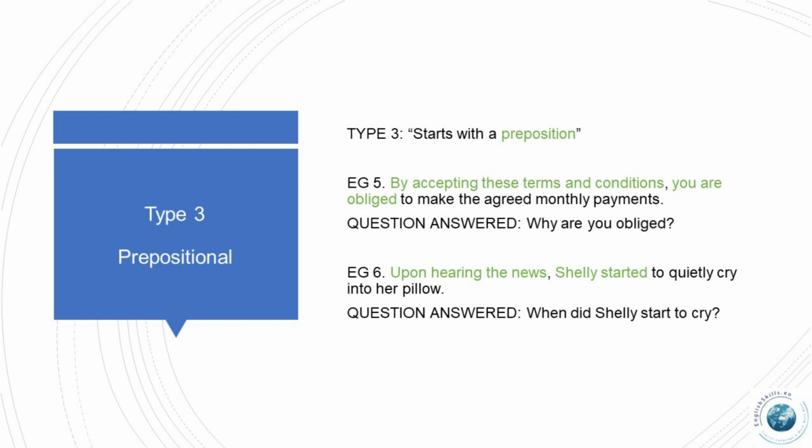But upon is actually a preposition that focuses on time. We say, when did Shelley start crying? She started crying when she heard the news, and we then know that she was quietly crying into her pillow. Therefore, very interesting sentences, but without getting all the information mixed up in the wrong way.